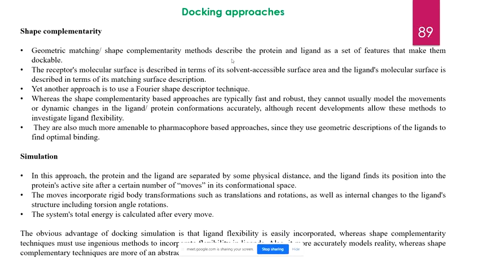Induced fit induces change in the conformation, but shape complementarity does not induce any change. Yes, because here they cannot model the movement or the dynamic change that you find in the ligand. They cannot model that particular thing, but there are recent developments that actually allow this method to investigate the ligand flexibility.